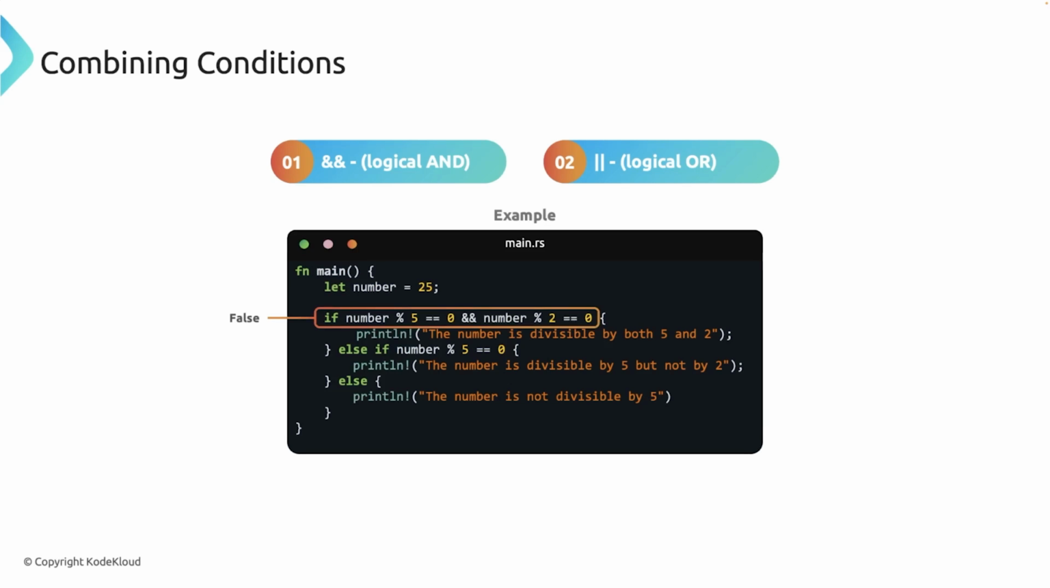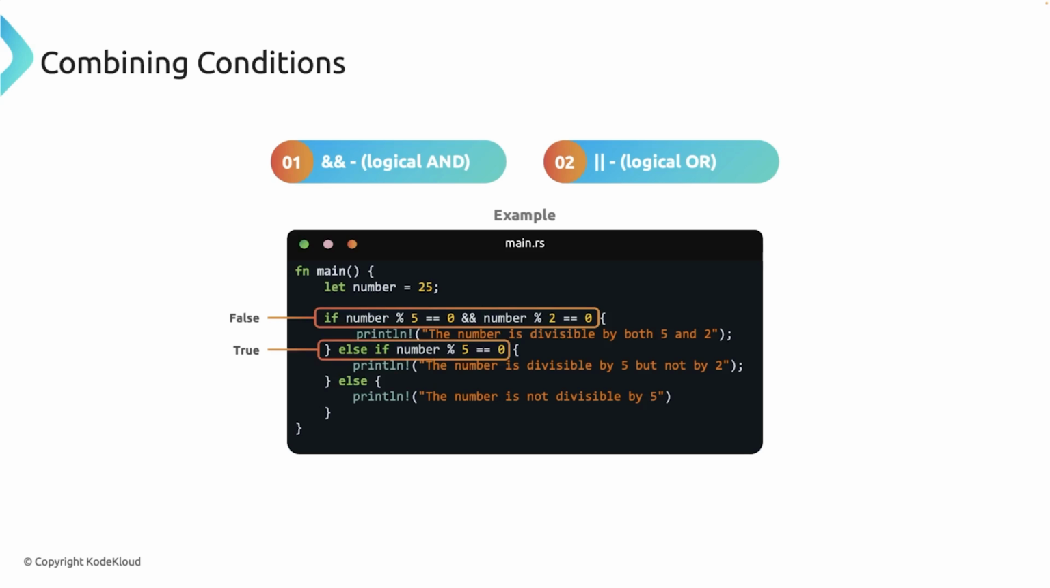There's this first if condition which asks that the number when divided by 5 should have the remainder 0 and the number when divided by 2 should also have the remainder 0. Only if both of these conditions are true, the if block is going to execute, and 25 when divided by 2 will not give the remainder 0.